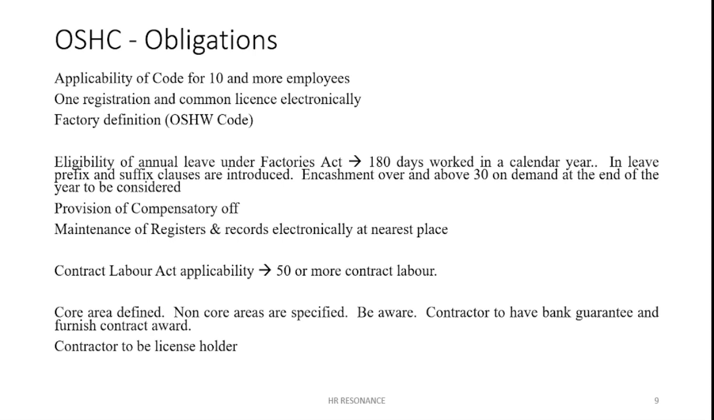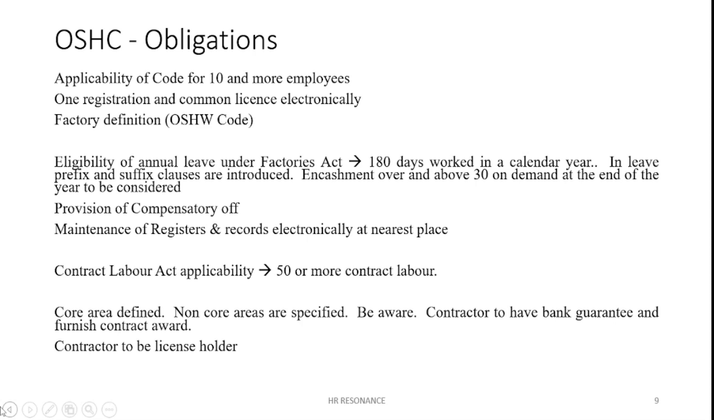Again, under this, the eligibility of annual leave under the Factories Act, earlier it was 240 days worked in a calendar year. Now it has been made 180 days. This is an important provision. The employer should be aware and accordingly restructure their leave provisions. In the leave, prefix and suffix clauses are introduced. Further, encashment over and above 30 days on demand at the end of the year is to be considered.